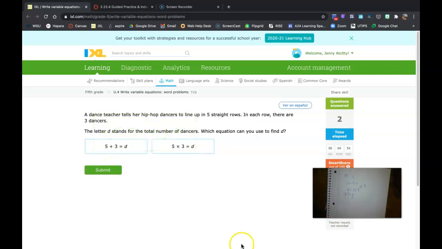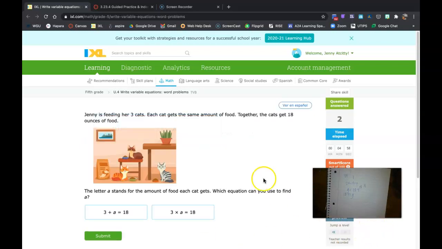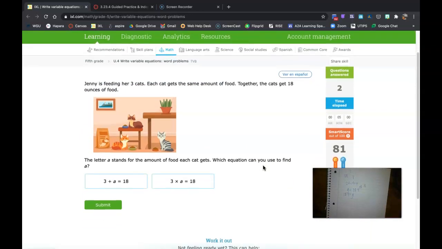I'm going to kick it up a notch to a harder level so we can see some of these harder problems. Okay, this one is about Jenny. Jenny is feeding her 3 cats. Each cat gets the same amount of food. Together, the cats get 18 ounces of food. The letter A stands for the amount of food that each cat gets. What equation can you use to find the letter A?